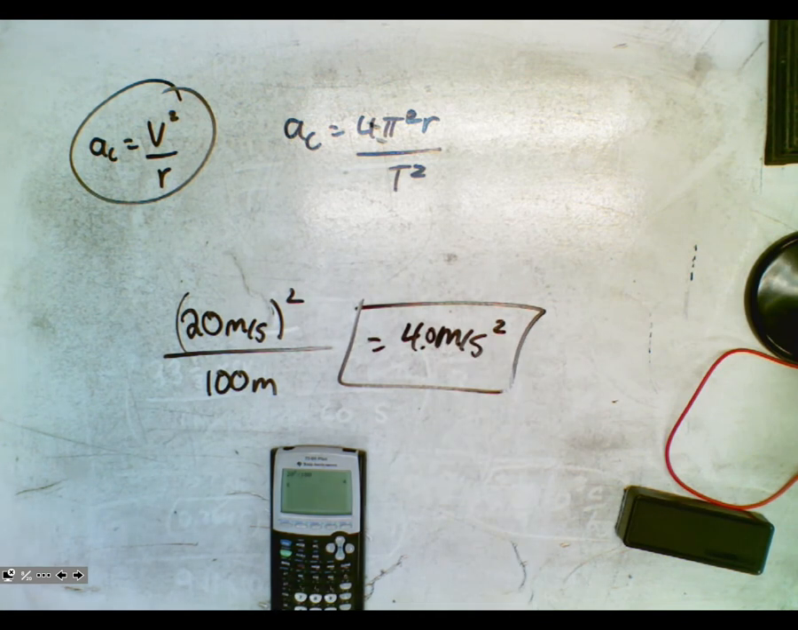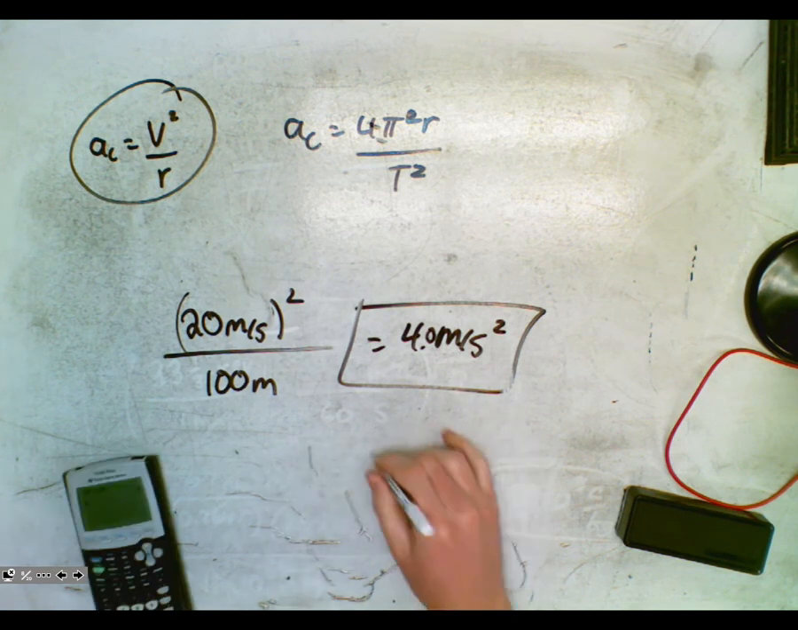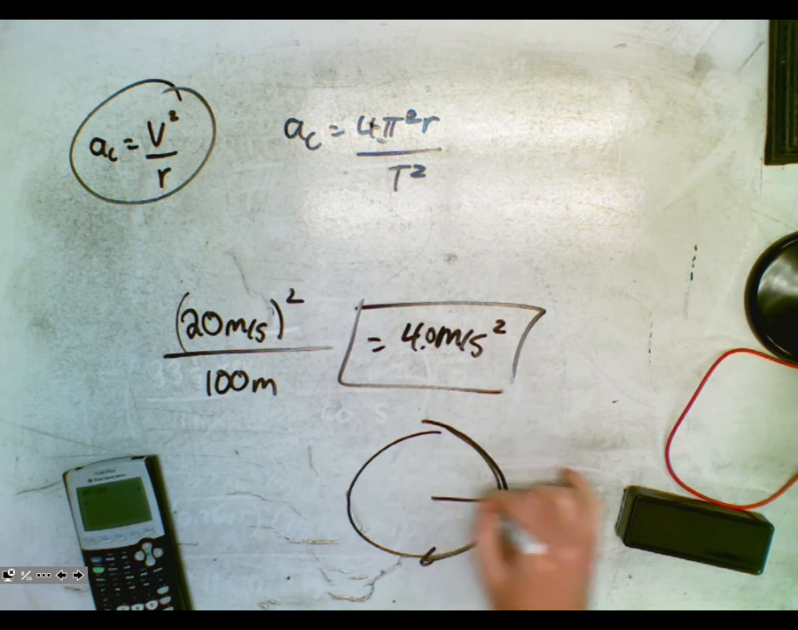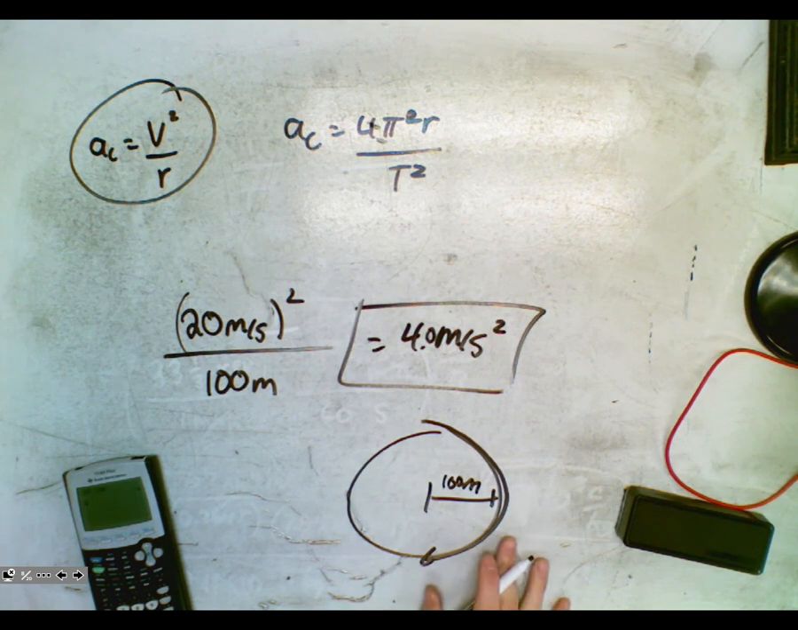And if we wanted to make this a vector, make it correct, well, what's happening here, if I draw a picture, so the car is going around the circle, the radius of the curve is 100 meters, so we need a direction as well. So yeah, I'm going to hold off on direction, and I'll add that in a second.